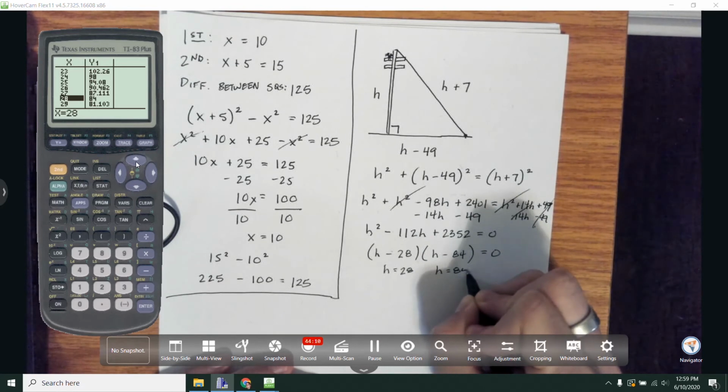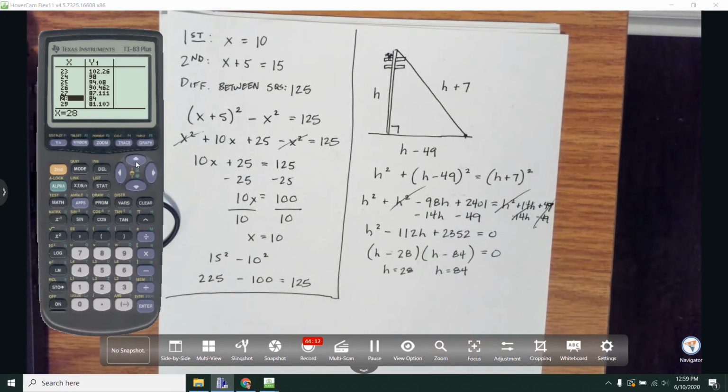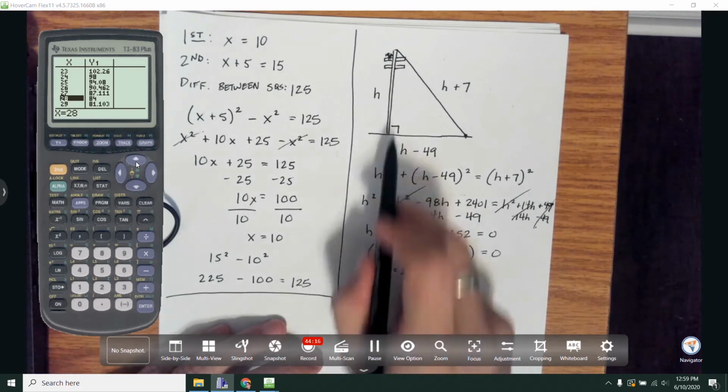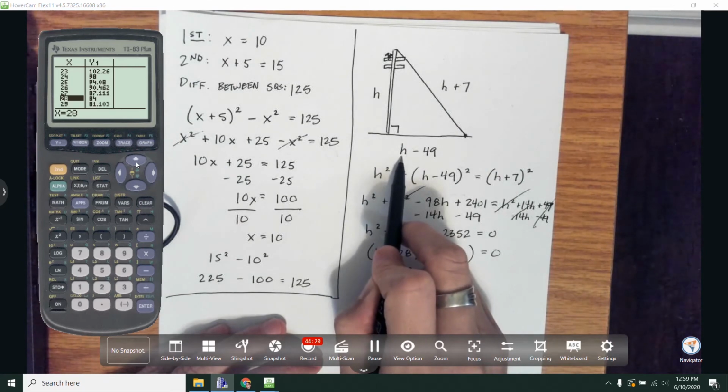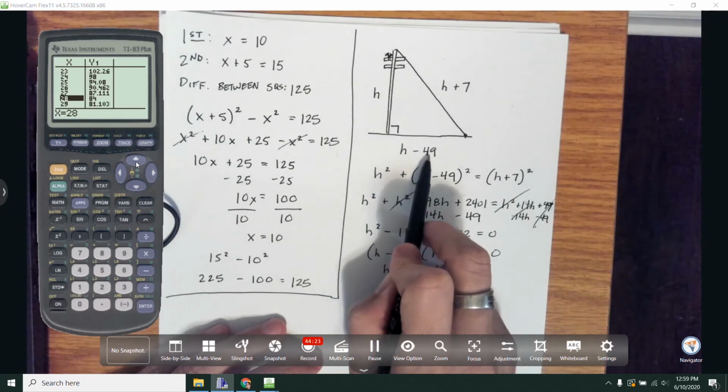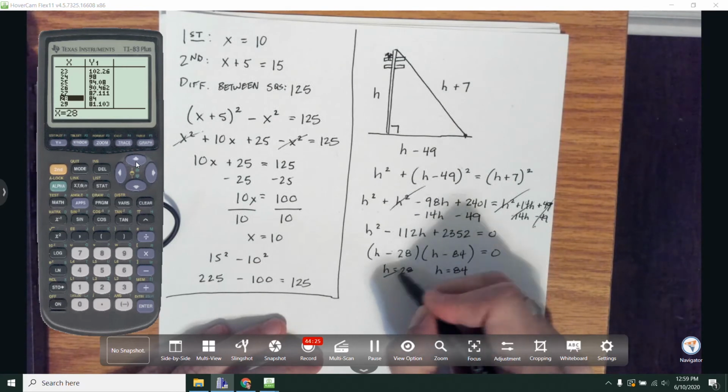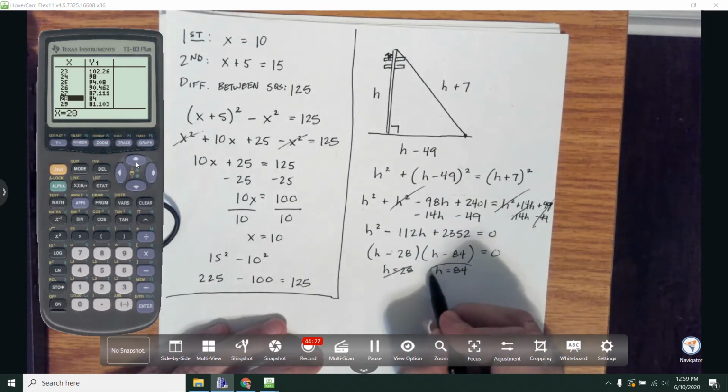Where you're thinking, oh, well, both those are positive. We can't cross anyone out like we have in these other ones. Well, if we plug this one in here, it works fine in these two things. But if we plug that 28 here, 28 minus 49 would give us a negative number. So we cannot use that one. So our height has to be this 84.